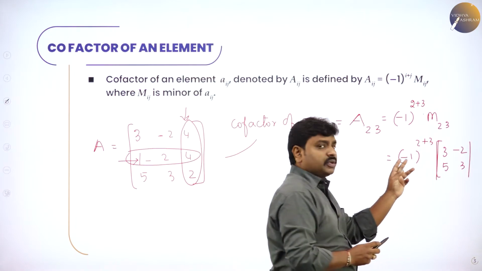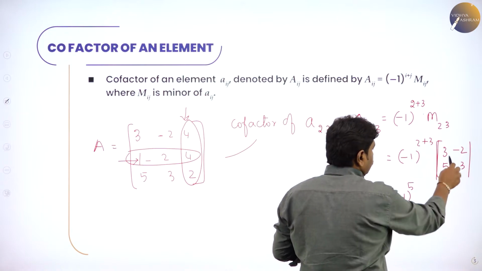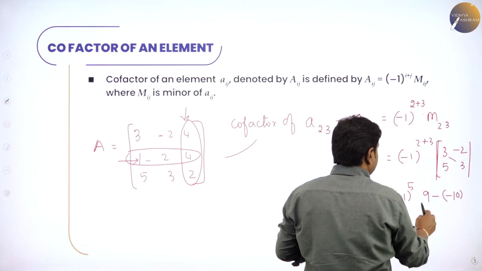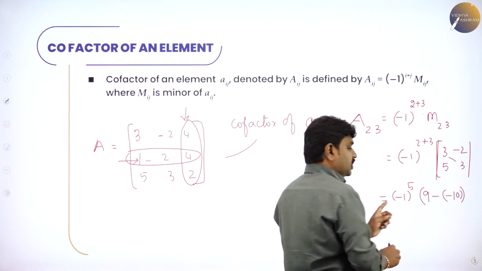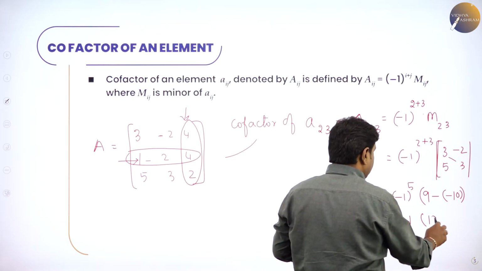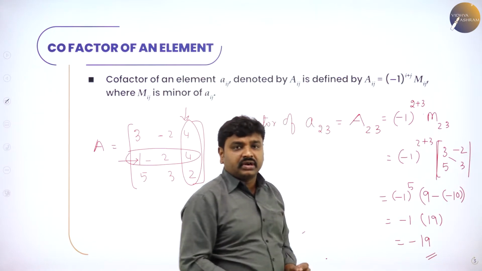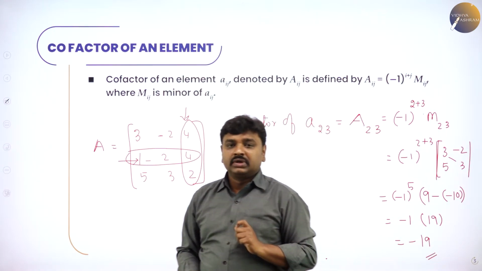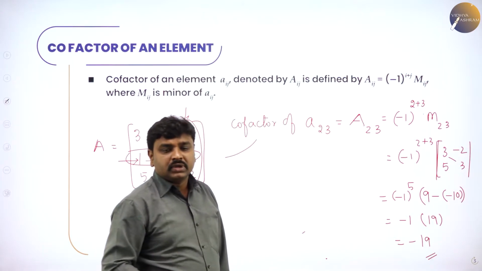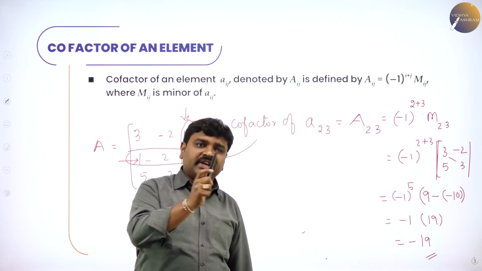All of you know minus 1 power 2 plus 3 is minus 1 power 5. And you know how to expand. 3 3s are 9 minus 10. That is, minus 1 power odd number is minus 1. And 9 plus 10 is 19. Final answer is minus 19. So now we got the value of what? Minor. And then we got the value of what? Cofactor. This is cofactor. So like this you can find cofactor. So to find cofactor, first we should find minor.